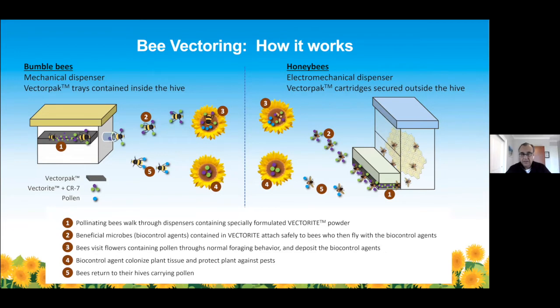Once they reach the flower, they bat their wings, they pollinate, they crawl on the flower, and through that process, the biological control agent falls from their bodies, colonizes the plant tissue, and through that process protects the crop against different diseases, and in the future, potentially also different insects and other pests. And the bees, in the meantime, will return back to the hive, and the whole process repeats itself every day during the bloom period for the crop.